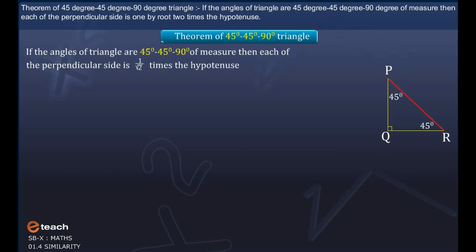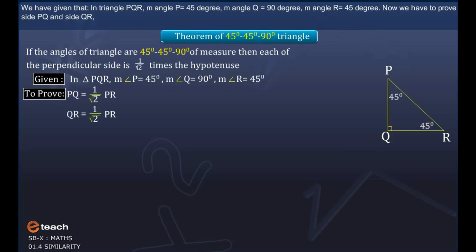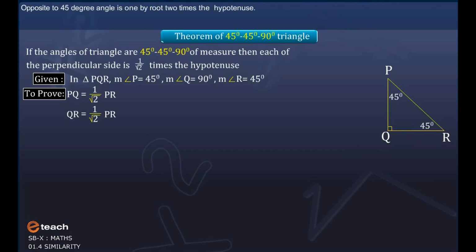We have given that in triangle PQR, measure of angle P is equal to 45 degree. Measure of angle Q is equal to 90 degree and measure of angle R is equal to 45 degree. Now we have to prove side PQ and side QR opposite to 45-degree angle is 1 by root 2 times the hypotenuse.